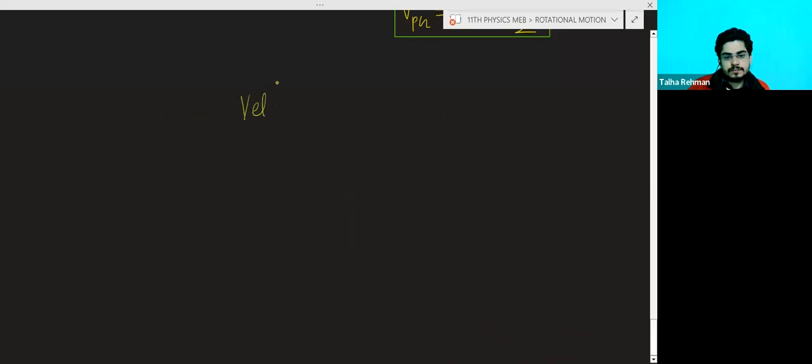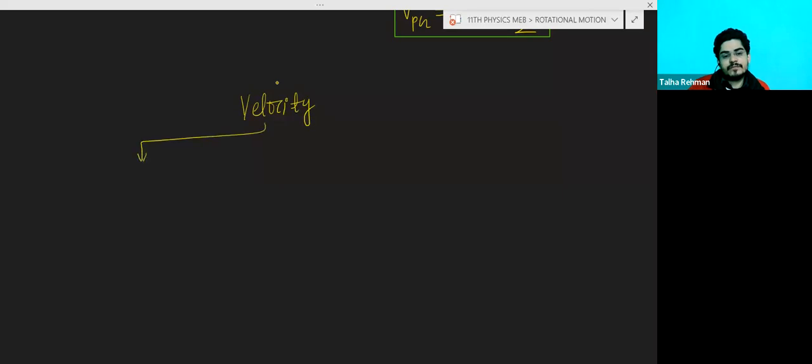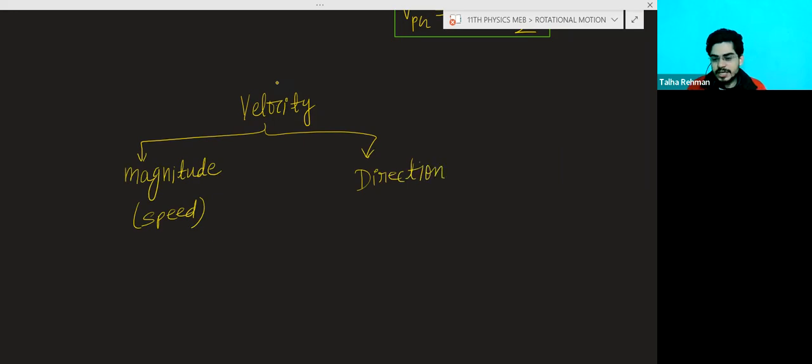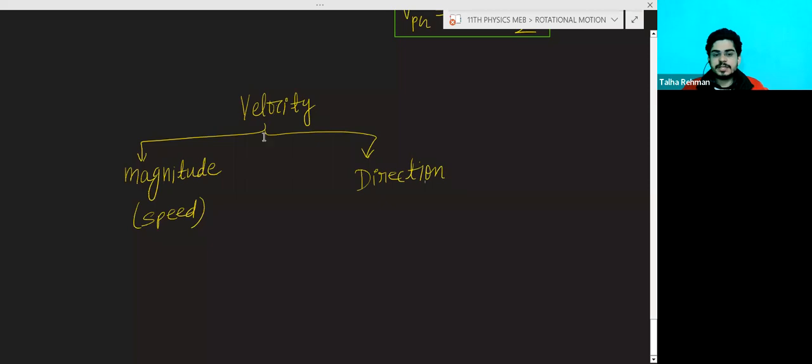So velocity has magnitude, magnitude means speed, and another thing, it will have direction. Mainly it will have magnitude and direction. I am not saying it also has unit and dimension. I am not talking about that. So velocity has magnitude and direction.